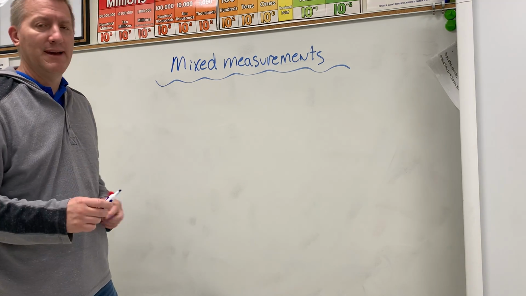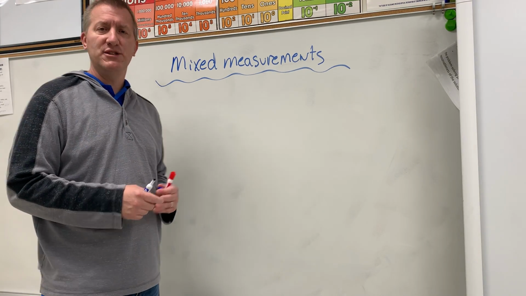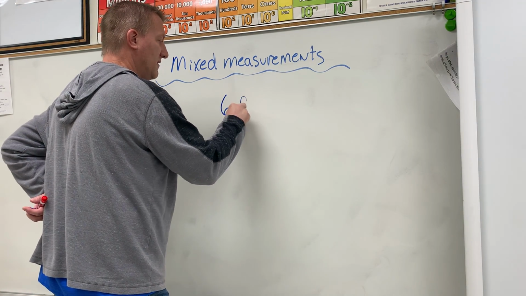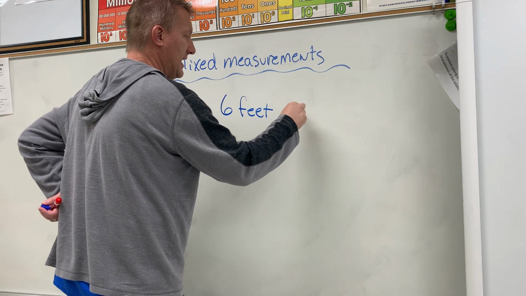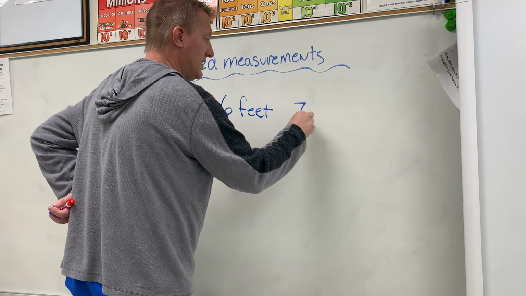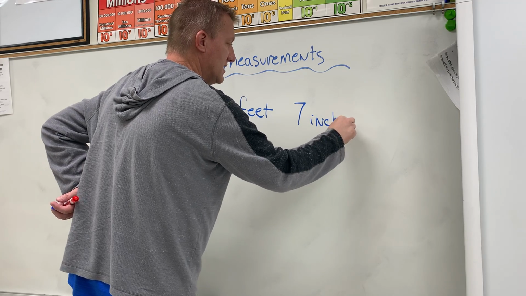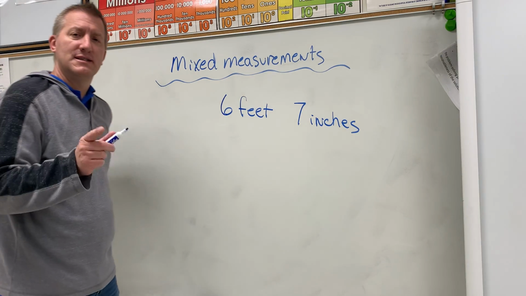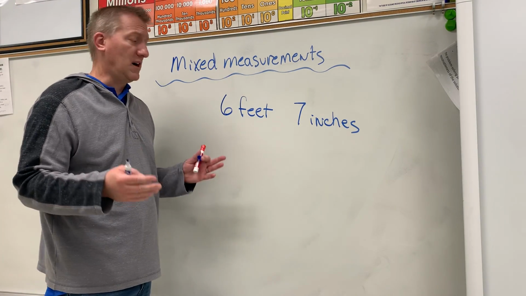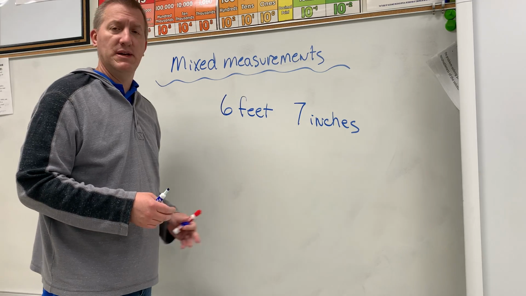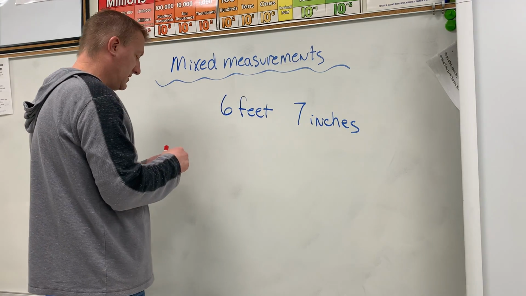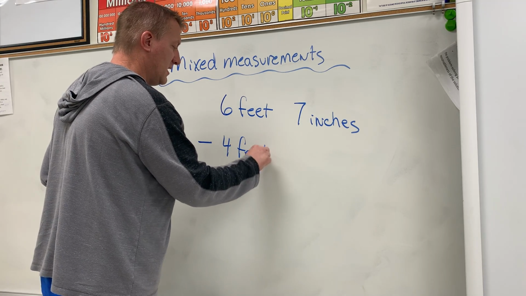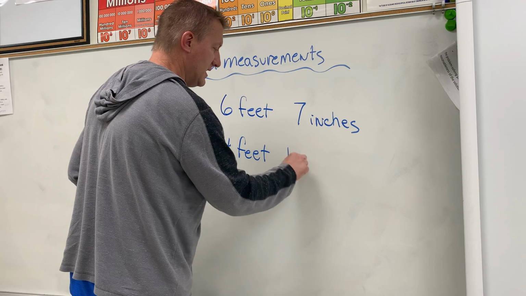Okay, like say someone is measuring something and you have 6 feet and 7 inches. Okay, and say you want to cut a portion off of that measurement. Say you want to subtract, say 4 feet 10 inches.